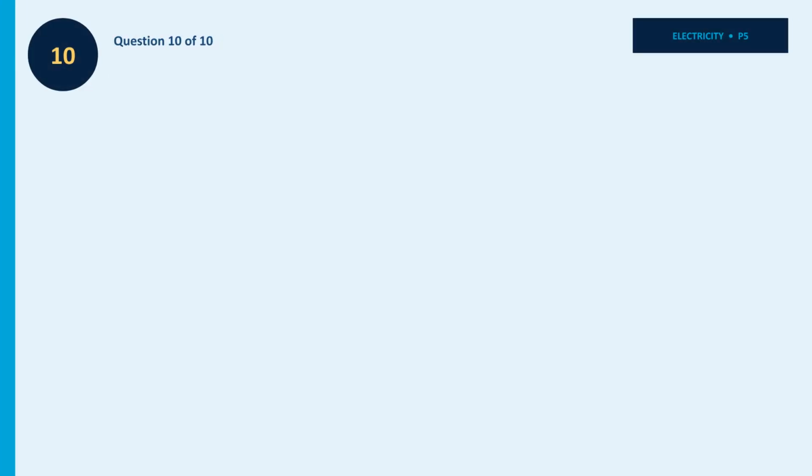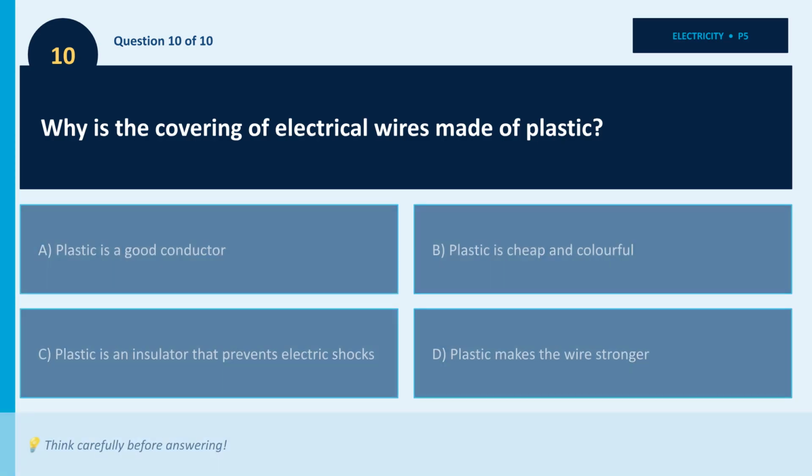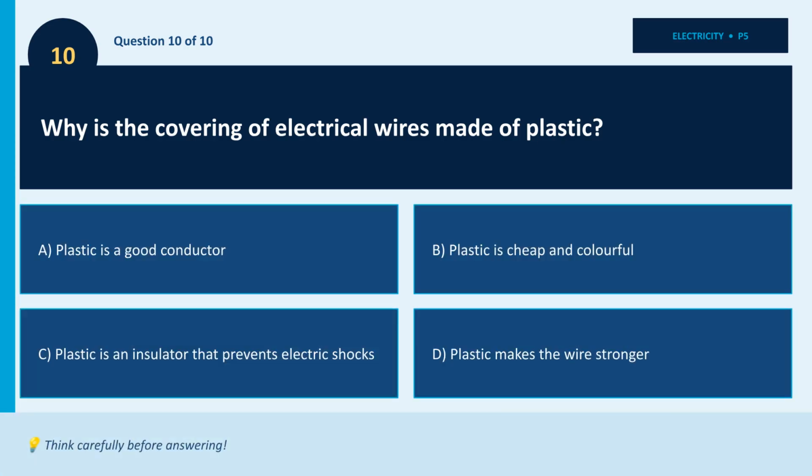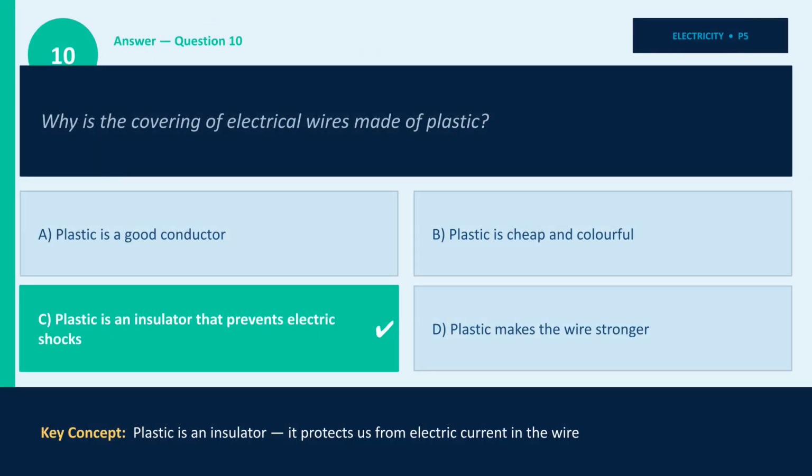Question 10. The final question. Why is the covering of electrical wires made of plastic? Consider the safety function of the wire covering. The answer is C. Plastic is an insulator. It prevents electric shocks by blocking the flow of current outside the wire.